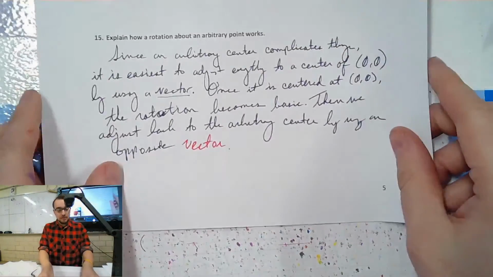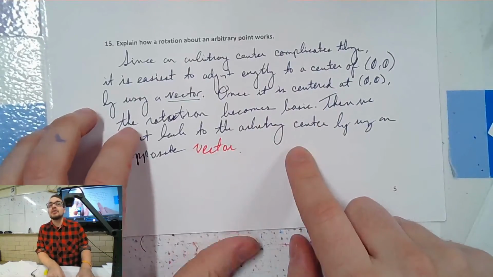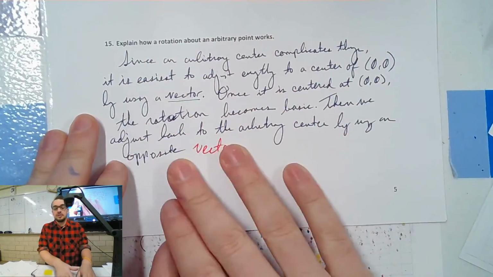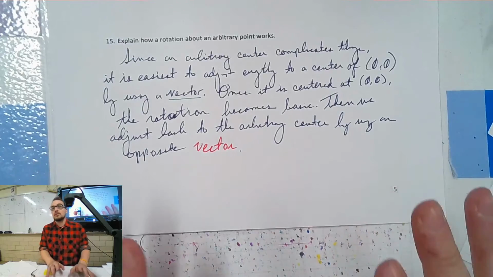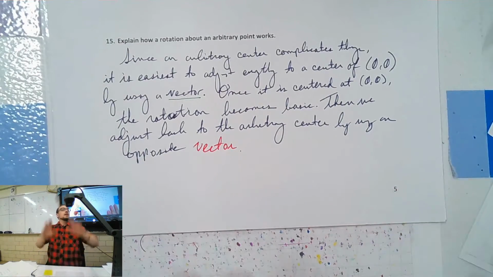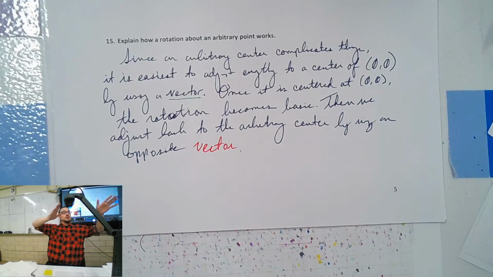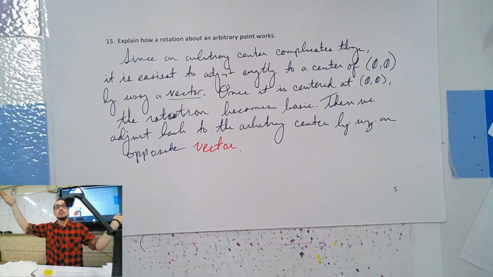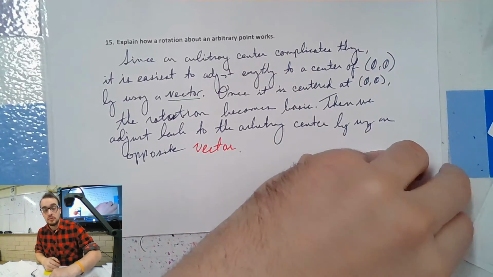So here's what I would say for this one. It's not number 15 in the guide. This is from your review guide from the last quiz. I'm recycling it. We slide it to the origin, make the problem easier. We apply a basic rotation, and then we slide it back to answer the real problem. How do you feel about that? That's the explanation. That's why we do what we do.